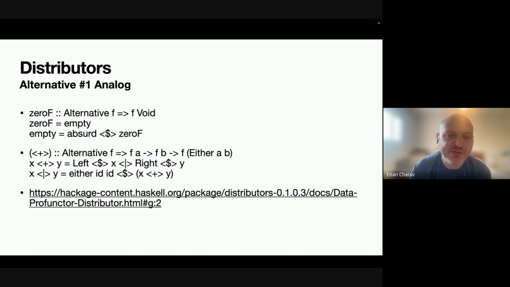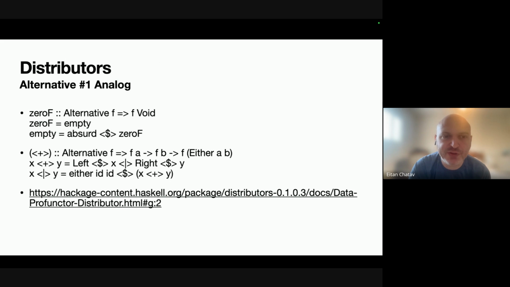The plus, given an f of a and an f of b, gives us an f of their sum, Either a b, and we can define it as x plus y is Left fmapped on x, or Right fmapped on y. And we can go the other direction. If we had plus defined, we could define or in terms of it, by fmapping either id id.